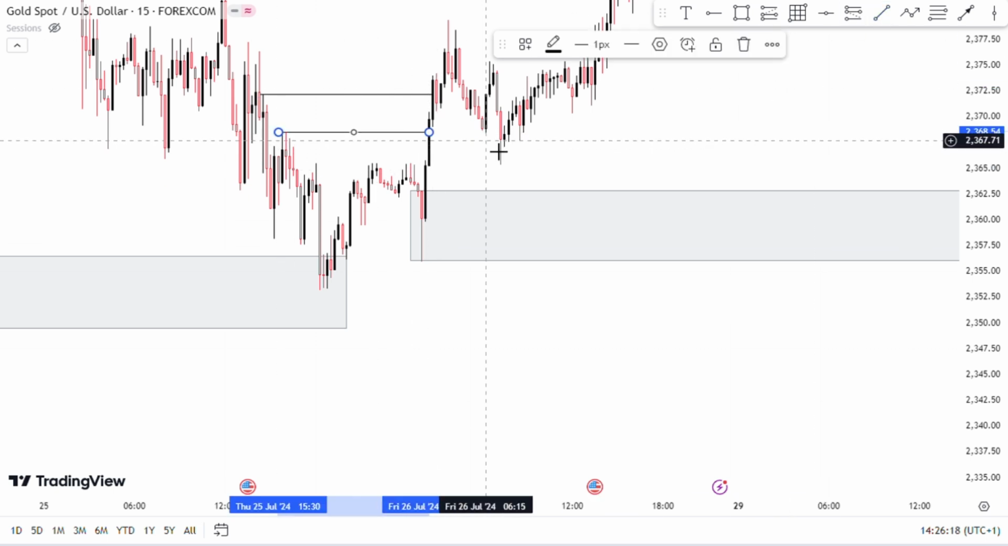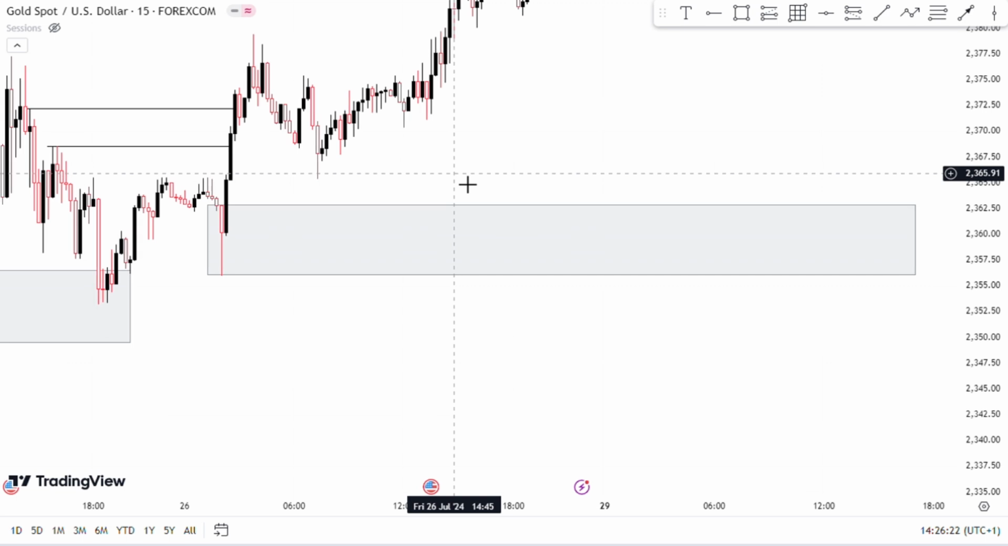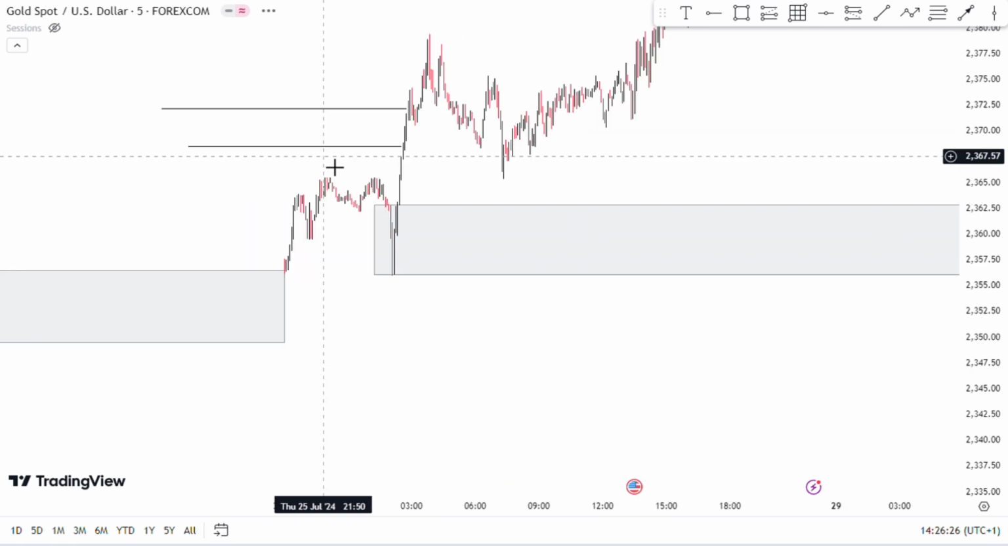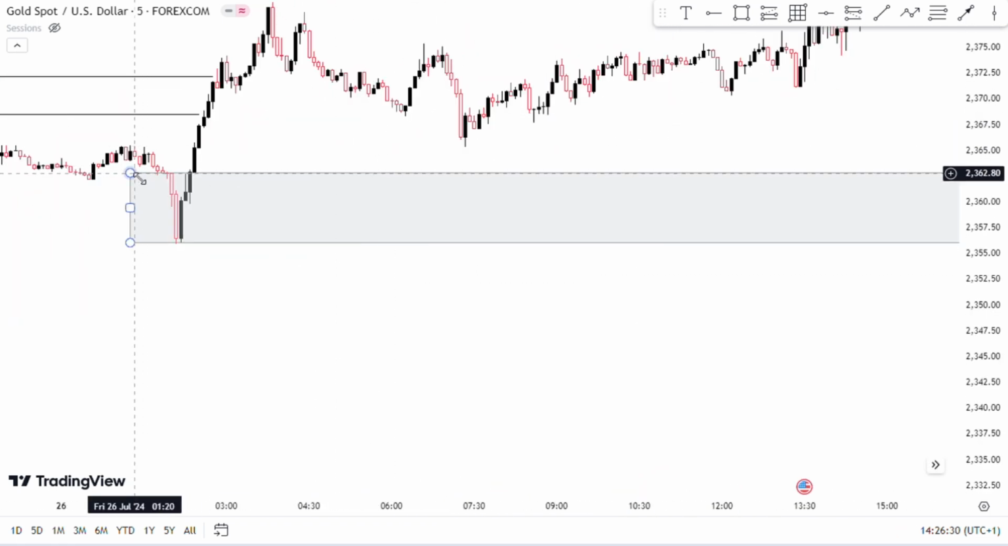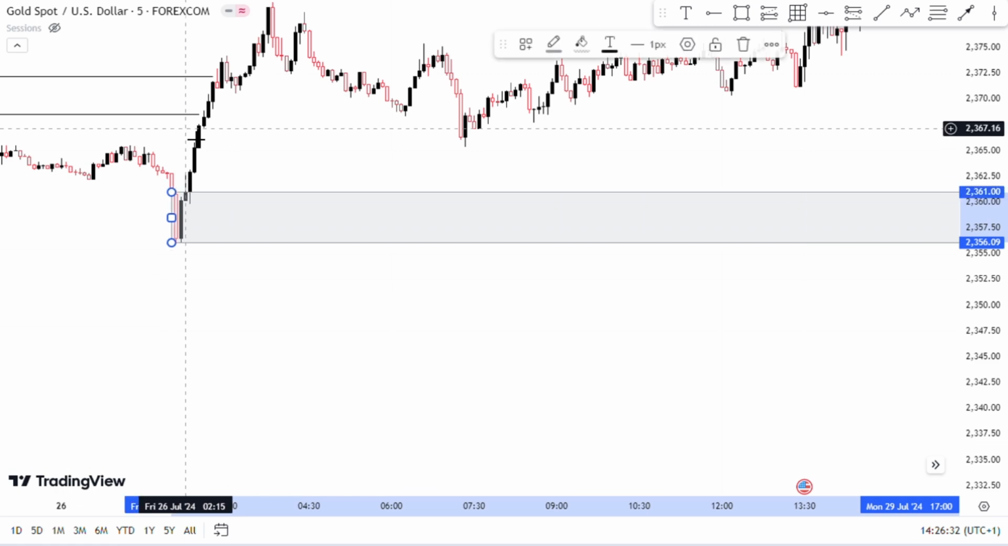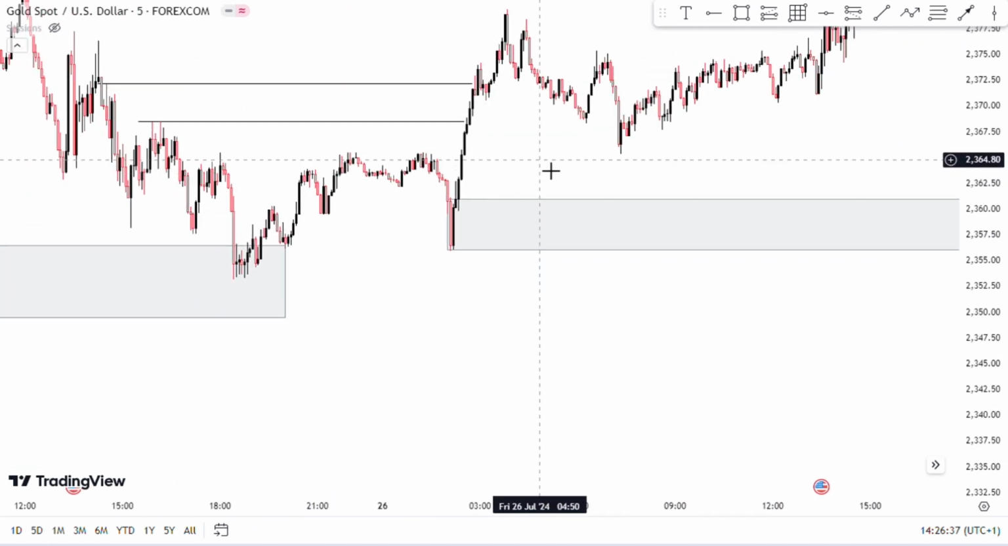So let's go to the next lower time frame to increase our risk to reward ratio. So that is the 15 minutes time frame. Let's check the 5 minutes time frame. On the 5 minutes time frame right now, can you see we have a perfect order block here. So this is the order block I'm expecting price to come all the way to tap into.